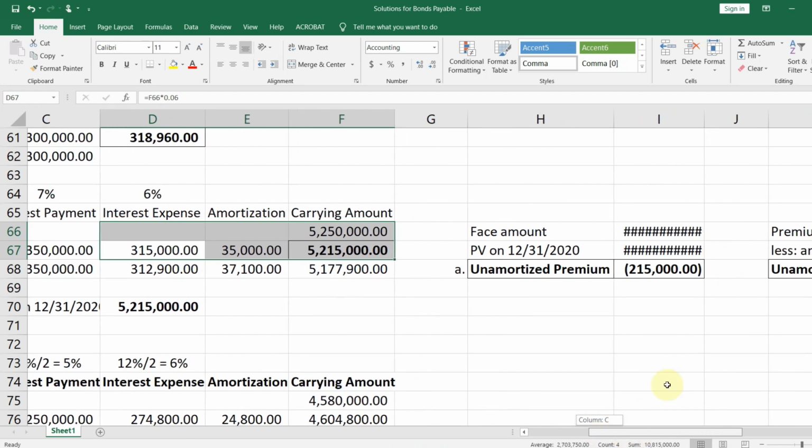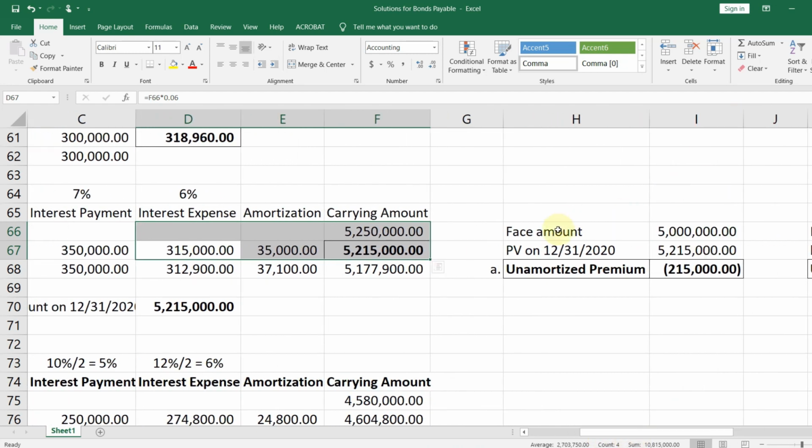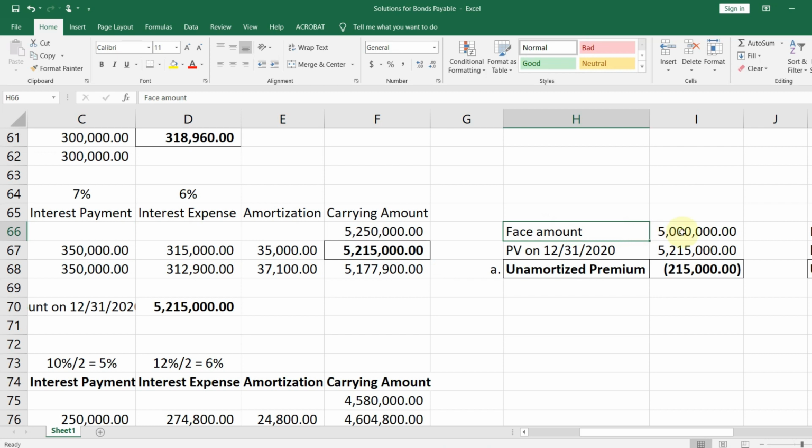There are two ways to solve this. Una is this one. You need to find the face amount, which is 5 million, and then you deduct the present value on 12/31/2020, yung hinahanapan mo ng unamortized premium, which is 5,215. You'll get the unamortized premium of 250,000. That's the answer. Okay? This is one of the ways of doing it.